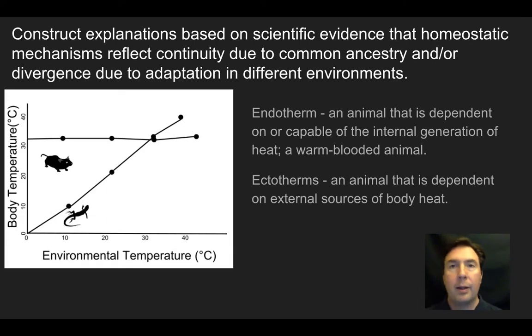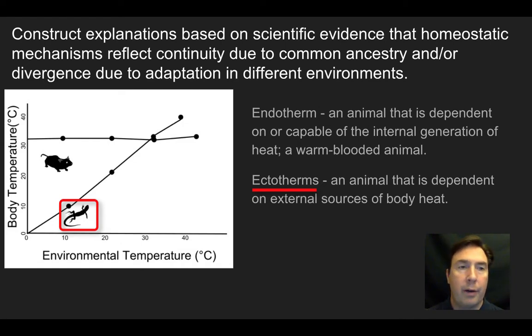So we're going to start by looking at constructing an explanation based off scientific evidence that homeostatic mechanisms reflect a continuity due to common ancestry and or divergence due to adaptation in different environments. And so one of the broad ways we look at that is we categorize organisms as being either endotherms, meaning organisms that are capable of generating their own internal body heat. We sometimes refer to these as warm-blooded animals. And we contrast that with ectotherms, and ectotherms are animals that are dependent on external sources of body heat.